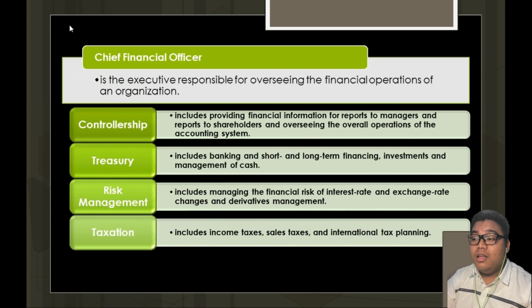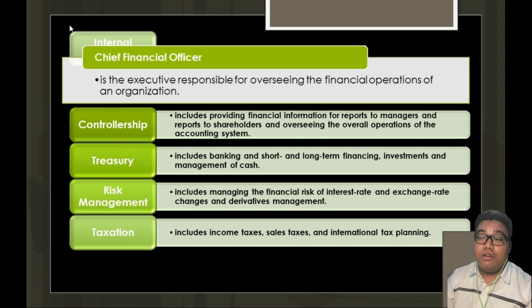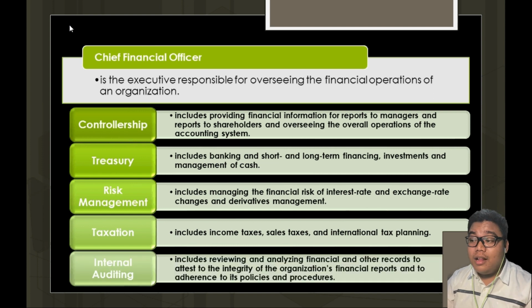So taxation, the tax payment and planning of the organization is also under the chief financial officer. Internal auditing, to some extent, internal auditing is also something that can be under the chief financial officer administratively, but they should be functionally reporting to the board of directors. I believe we have already discussed this in our prior semester.